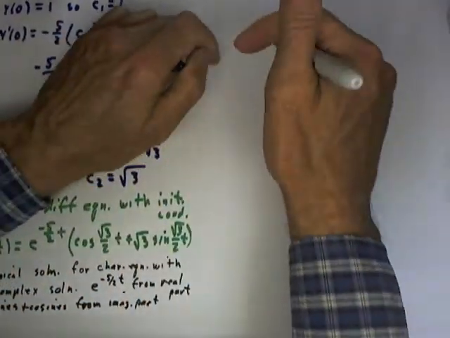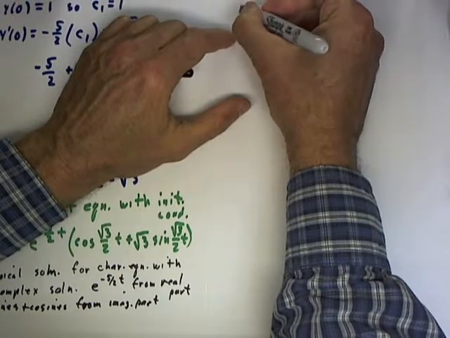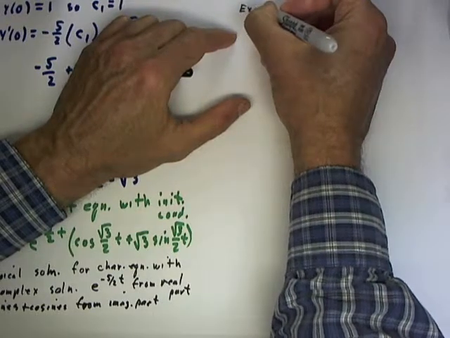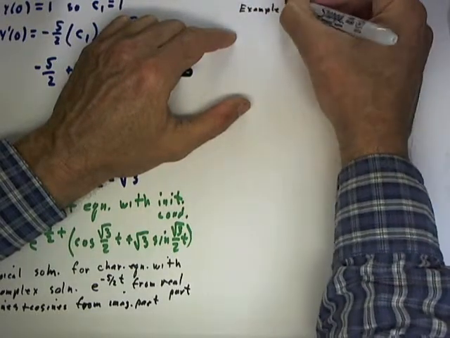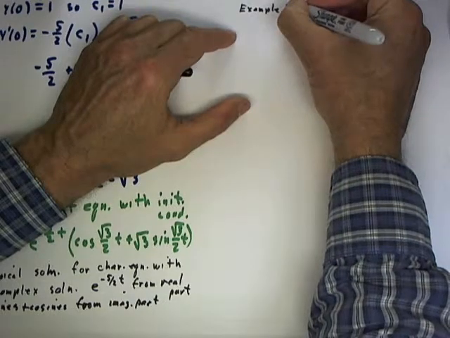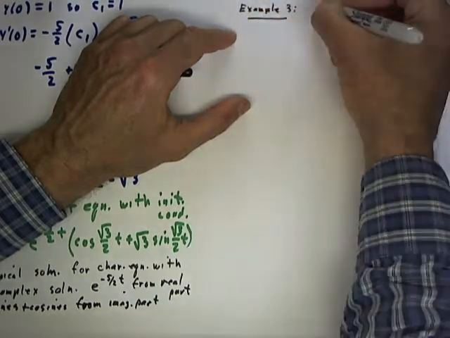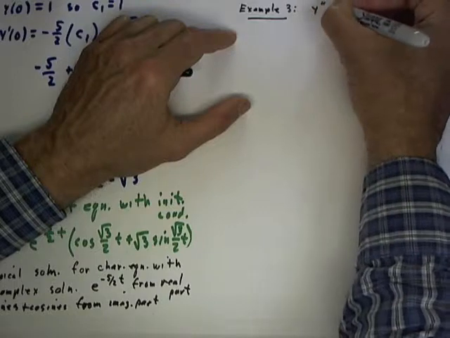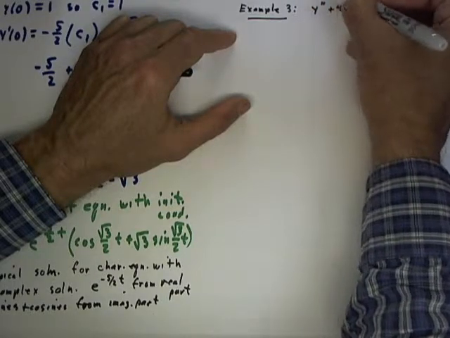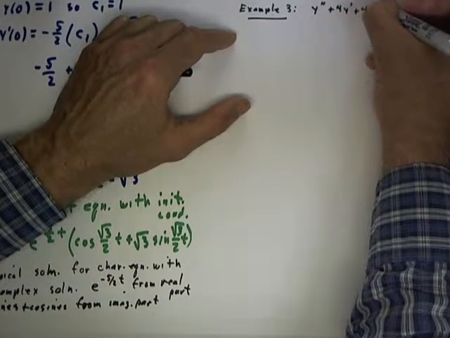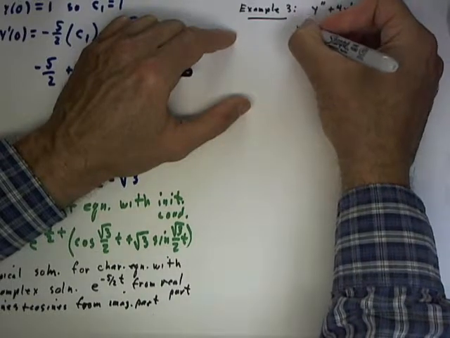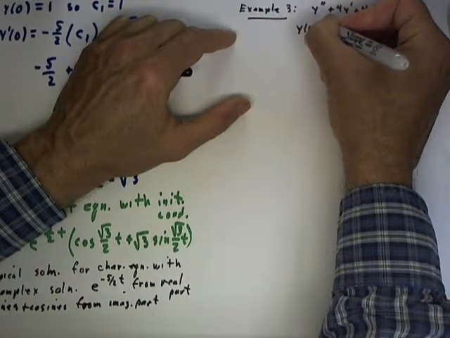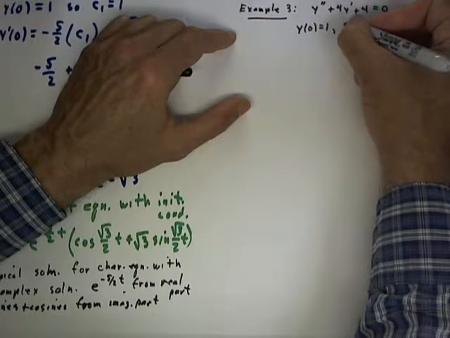Now we'll do a third example, and this example is going to illustrate what happens when the discriminant is 0. So example 3, let's try the equation y double prime plus 4y prime plus 4y equals 0, and we'll use the same initial conditions we have previously.